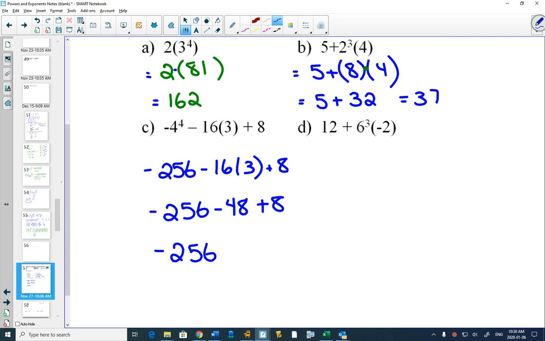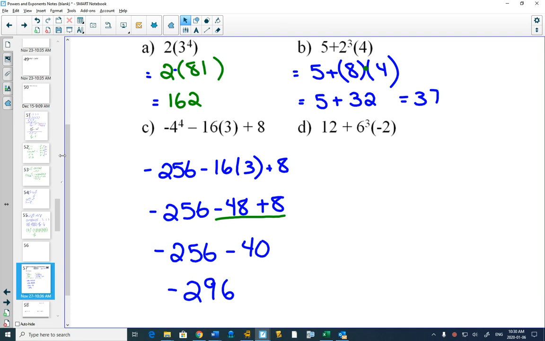Negative 48 plus 8 is negative 40. So if you decide to do this first because it's adding before subtracting, the negative in front of the 48 makes that 48 negative. So it's negative 48 plus 8. And then negative 256 subtract 40 is negative 296.